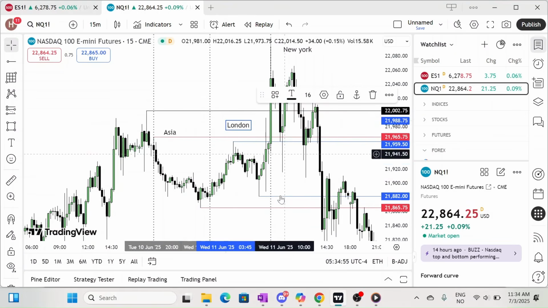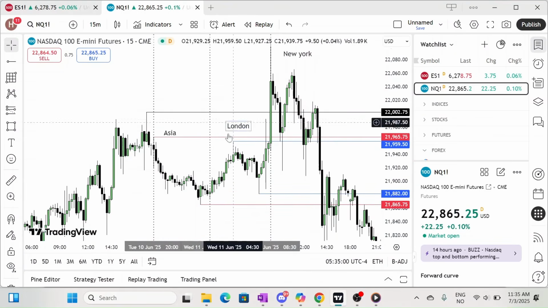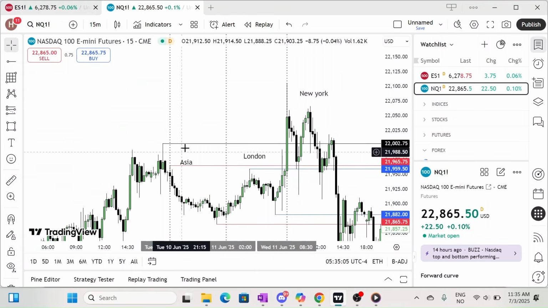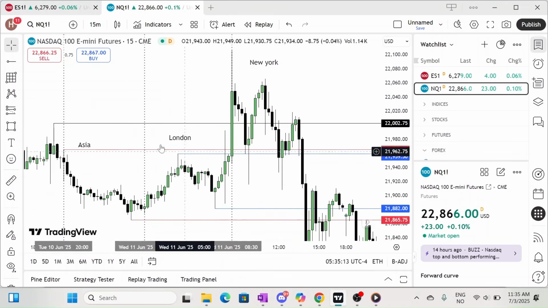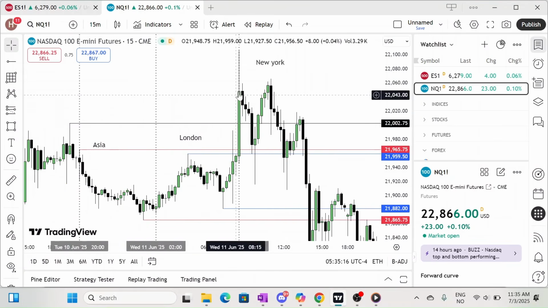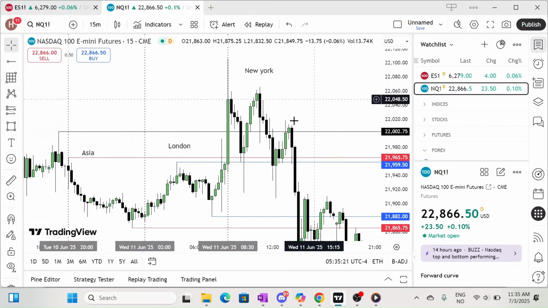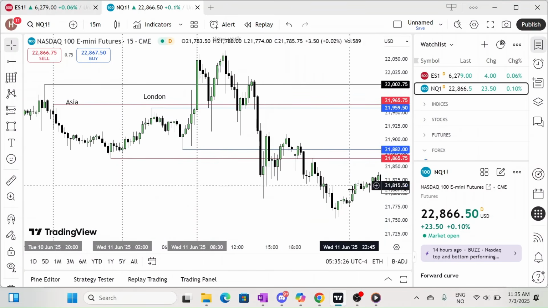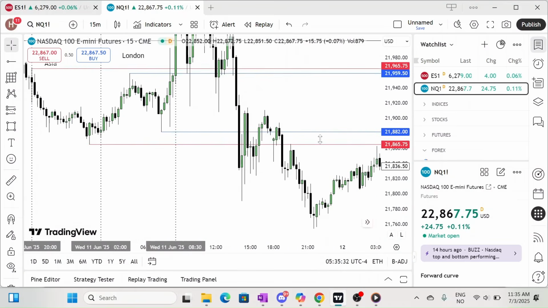We can see that London session didn't really manipulate any highs or lows, so we go into New York session with just London consolidating. New York session manipulates this high right here, probably makes an SMT here, if I were to guess. We manipulate these highs right here in New York, and we have a London consolidation, New York manipulation, and New York reversal. That's what this is an example of.